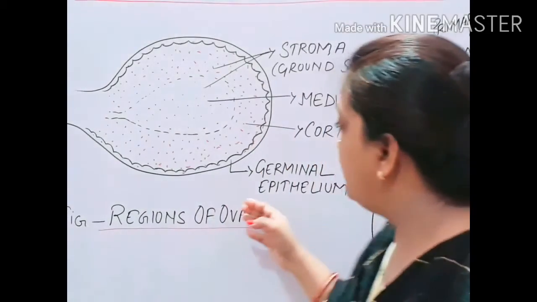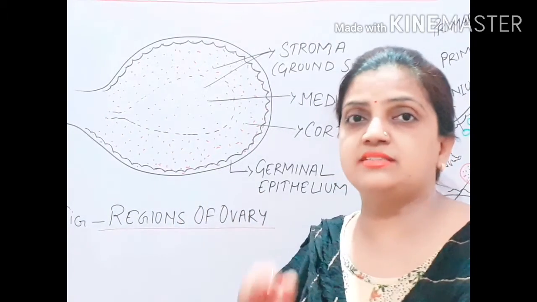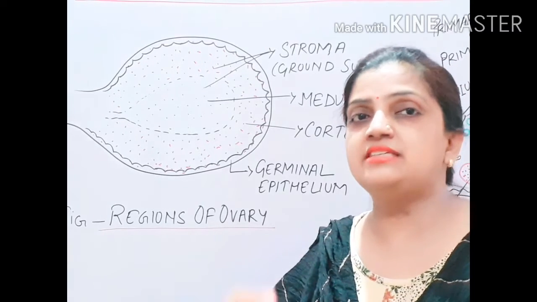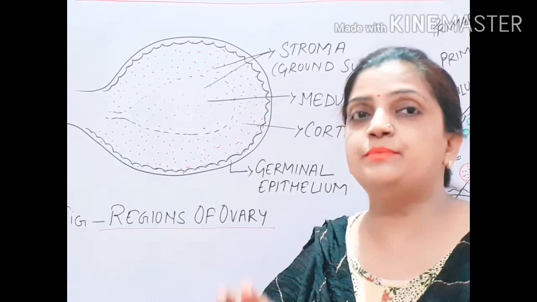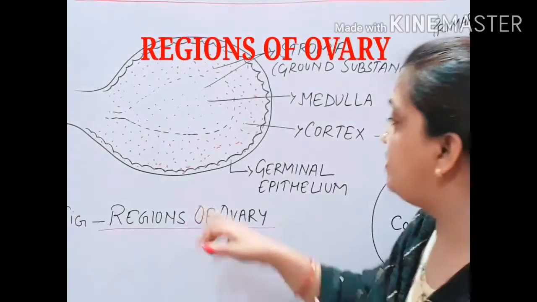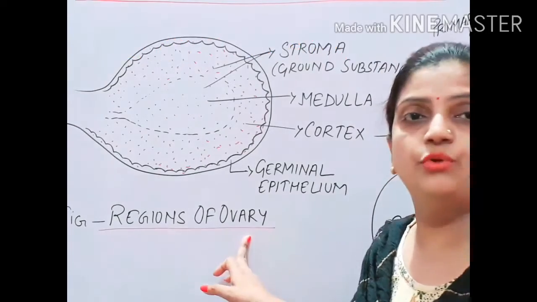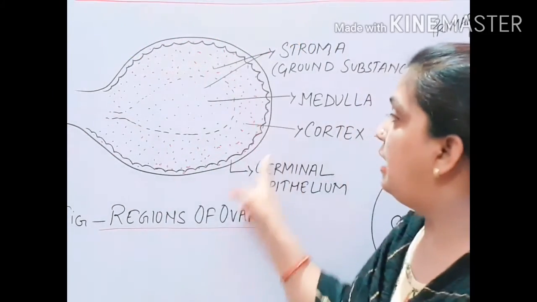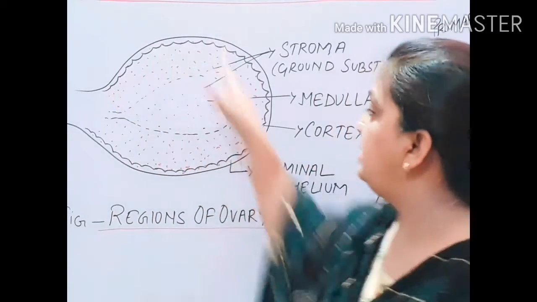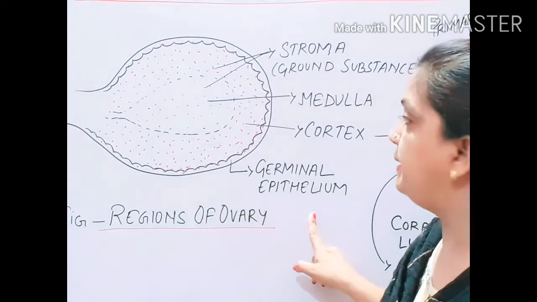Children, here you can see that I have drawn the diagram of the ovary. Today we will be discussing how these follicles and the oocyte get developed inside the ovary, and their positions. Now children, in the first diagram I have tried to explain all the different regions of the ovary. I have drawn this enlarged view of the ovary where the germinal epithelium lining is mentioned over here.